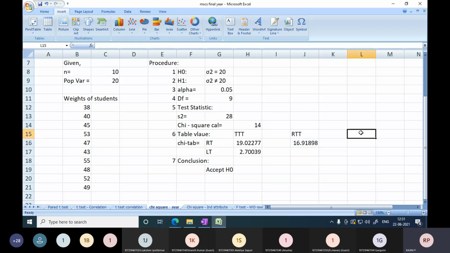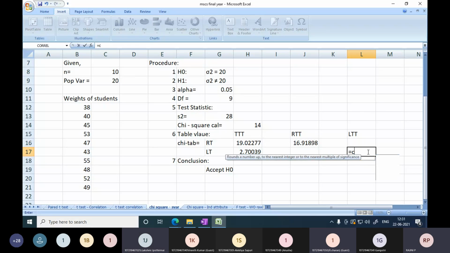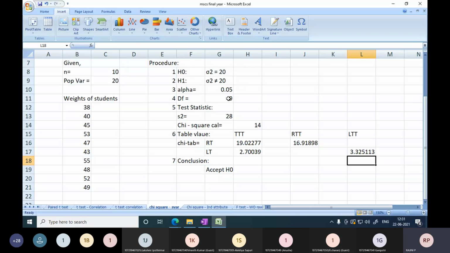Now suppose I'm asking you to find the left tail table value, then what is the table value? It is equal to CHISQ.INV of 1 minus alpha, comma, degrees of freedom. Okay, is it clear? Any doubt anywhere? Is it clear, everybody?